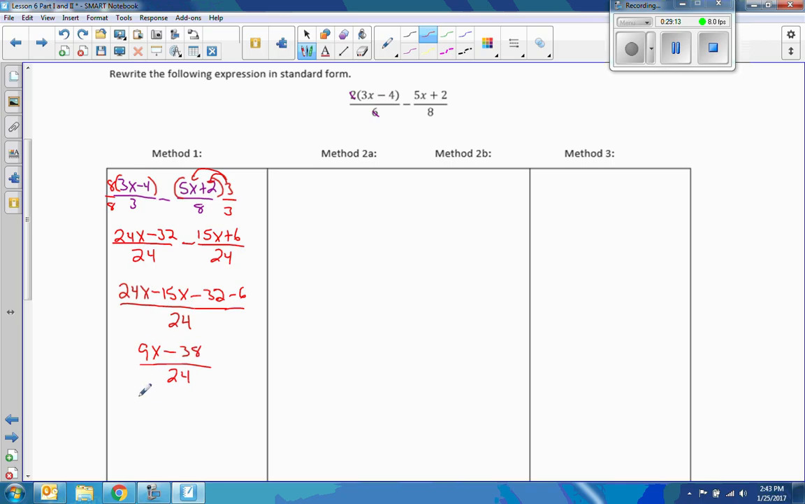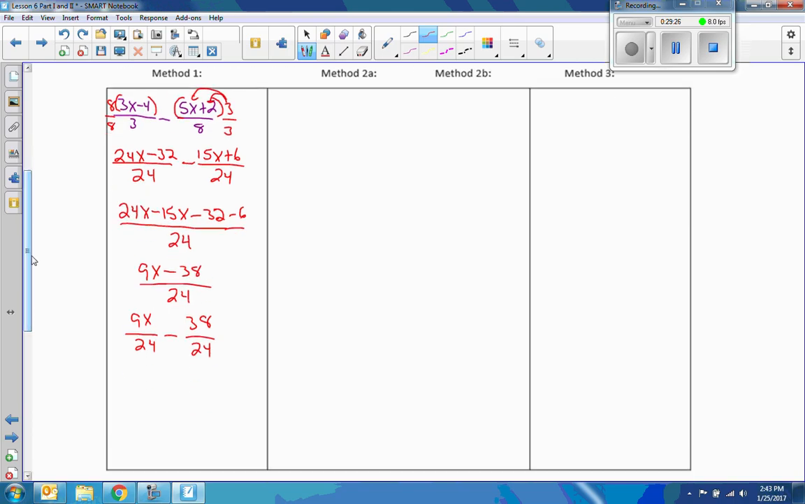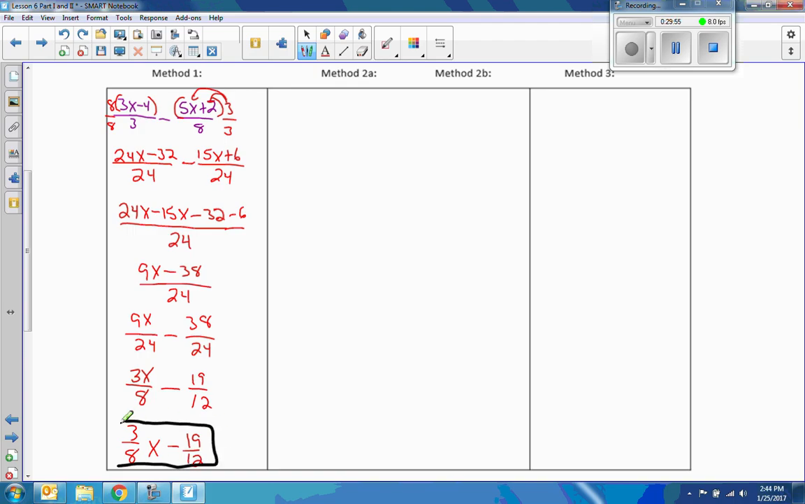Okay, now I'm going to separate these. Put the first term over 24. Put that minus sign in between. Take the second term, 38. Put that over 24. Okay, and then finally reduce. 9 will not go into 24, but 3 will. 3 goes into 9 3 times. 3 goes into 24 8 times, and these are even, so divide them by 2, and it's 3x over 8 minus 19 twelfths. Another way to write this would be 3/8x minus 19/12.